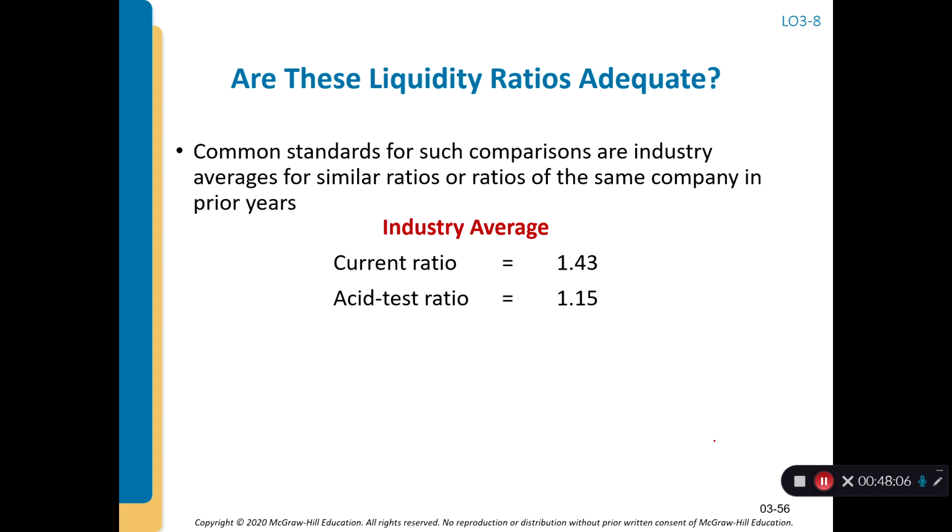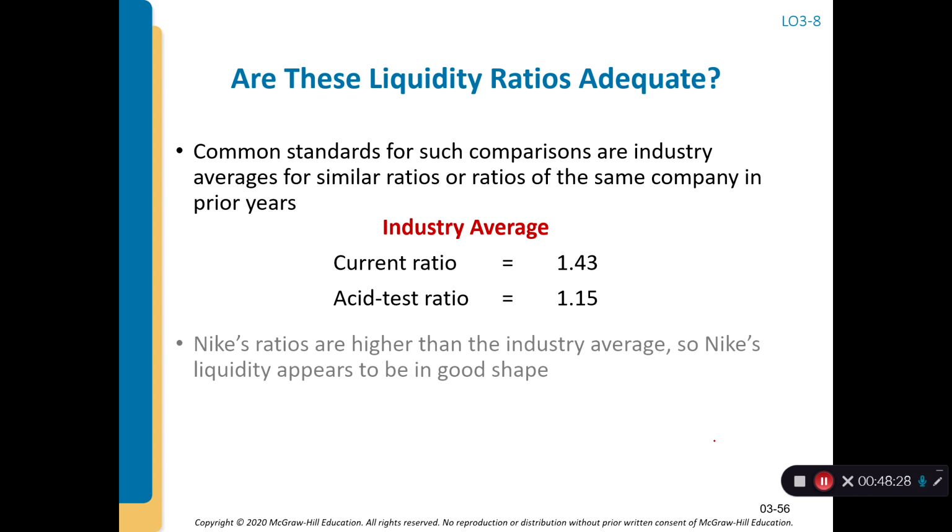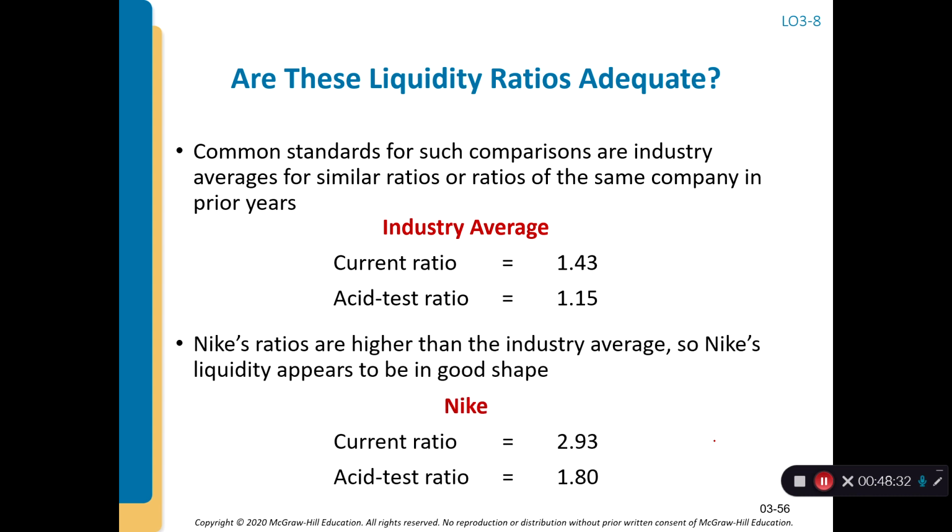And then the next question is, are the liquidity ratios adequate, right? It is generally difficult to say without some point of comparison, right? As indicated previously, common standards for comparison are the industry average, or comparing the company with itself in the previous year. For example, the common standard for comparison is using the industry average for similar ratios or the ratio of the same company in the prior year. The current ratio for the industry was 1.43 and the acid test ratio is 1.15. So Nike, compared to the industry, is way better.